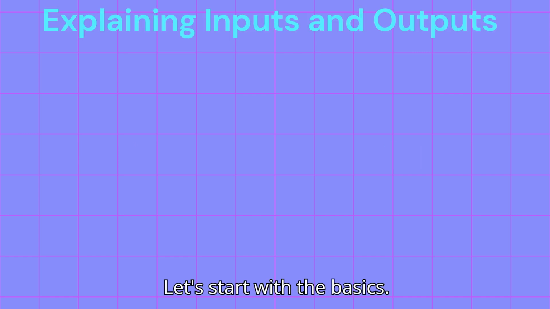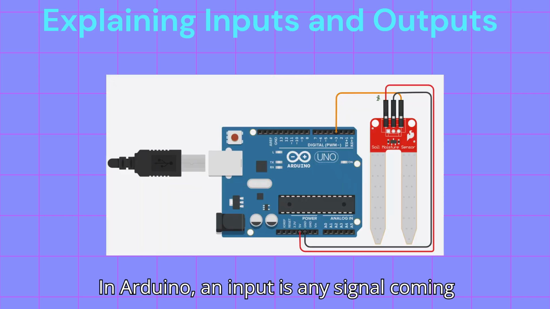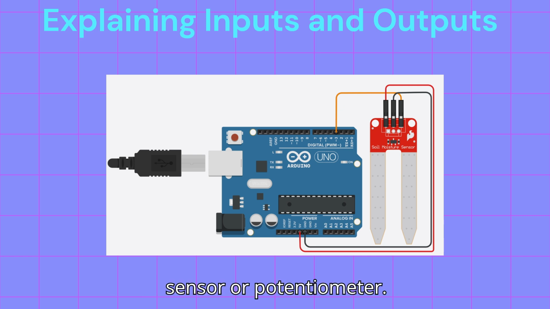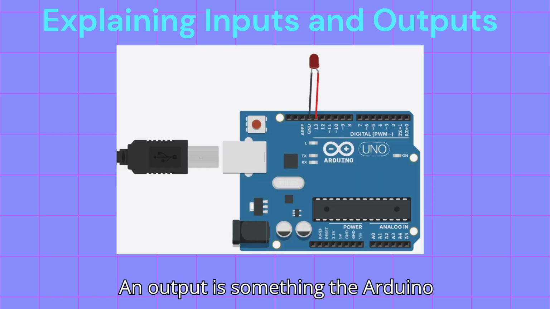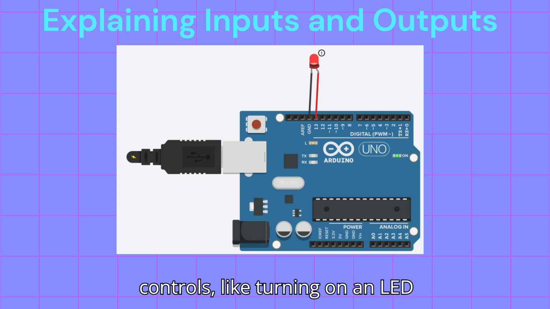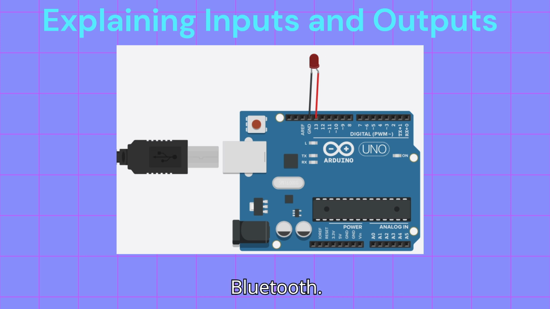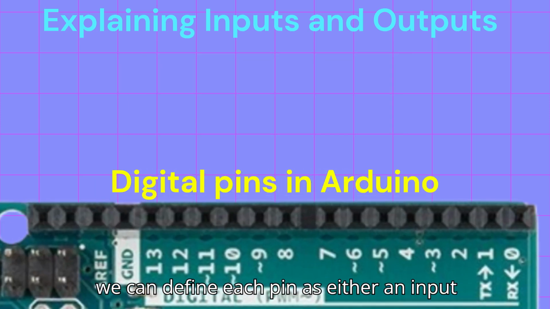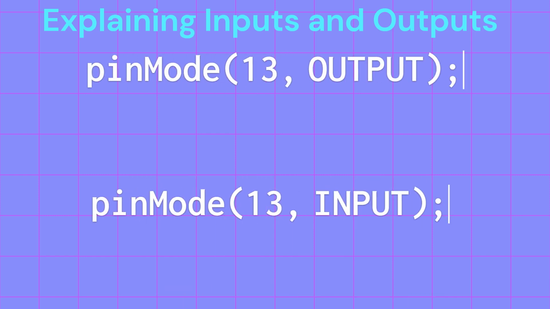Let's start with the basics. In Arduino, an input is any signal coming into the board, such as from a button, sensor, or potentiometer. An output is something the Arduino controls, like turning on an LED, motor, or even sending data over Bluetooth. The Arduino has a set of digital pins, and we can define each pin as either an input or an output in our code.